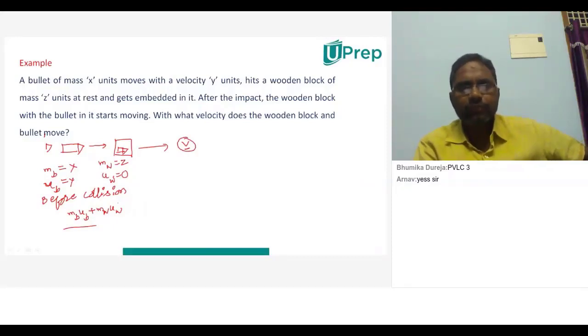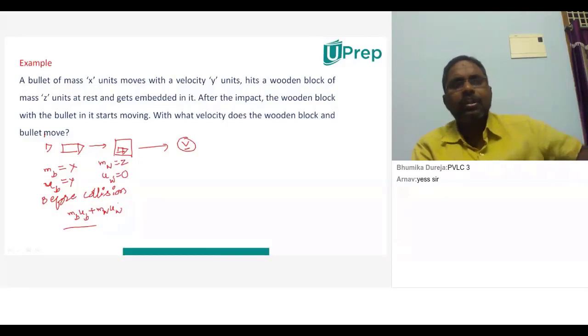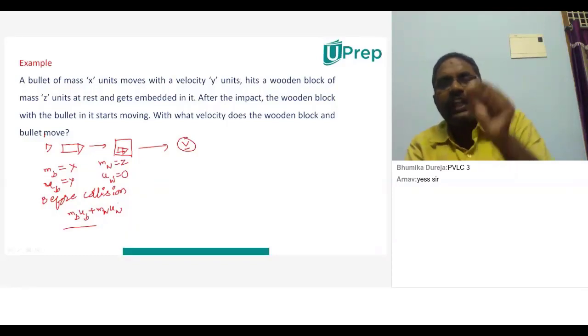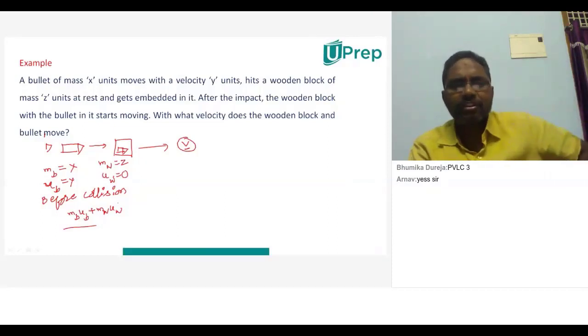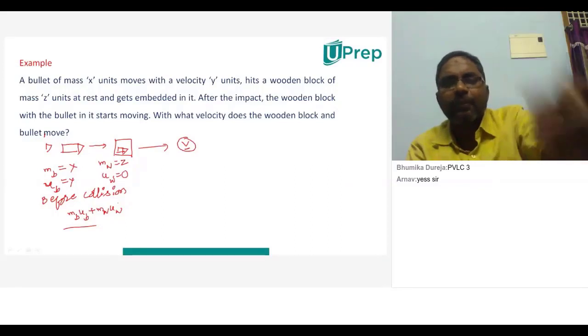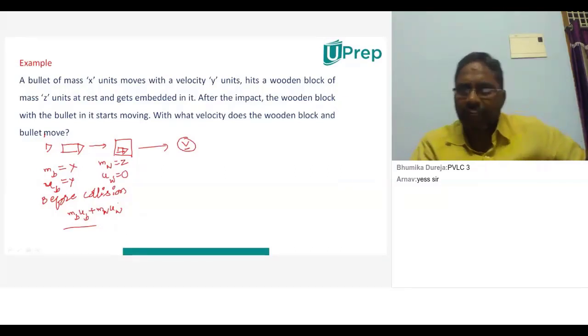Total momentum before collision. You got it, Arnav, but you are getting half only. Initial momentum of the bullet. That's it. As UB is the initial velocity of the bullet, when you write the mass times the initial velocity, it is the initial momentum of the bullet. That's it. What is MWUW?